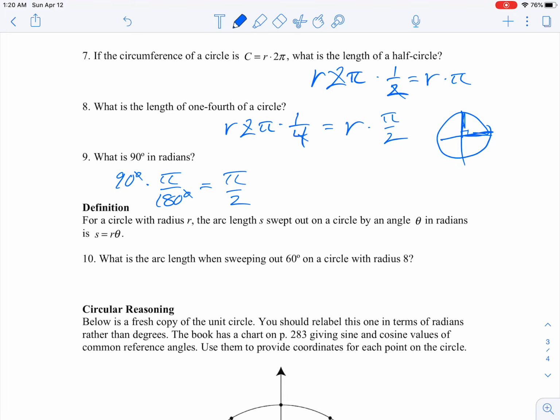For a circle with radius r, the arc length s swept out on a circle by an angle theta in radians is r times theta, r times the angle measure. Okay, what is the arc length when sweeping out 60 degrees on a circle with radius 8? Well, okay, so we know that arc length is the radius times the angle measure, and that gives me 480, wait, degrees? No, we're supposed to be getting a length here. That's an angle measure.